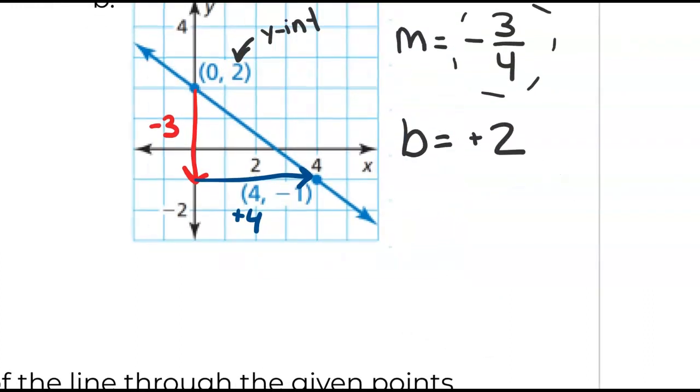We put it into an equation of a line now. Y is equal to negative 3/4 x plus 2. So if we were to work backwards, last week I would have given you this, then you would have ended up graphing that. Now we're working in the reverse direction.